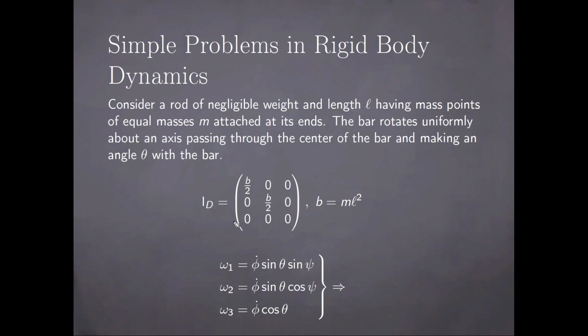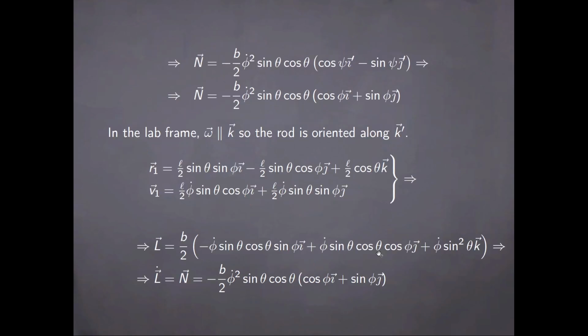Now the diagonal form of the inertia tensor is very straightforward to find. It should be the one given here, and the components of the angular velocity written in the body frame should be the ones listed here. So then it's simply a matter of putting everything into the Euler equations, and we should obtain that the torque, as seen in the body frame, has the expression here.